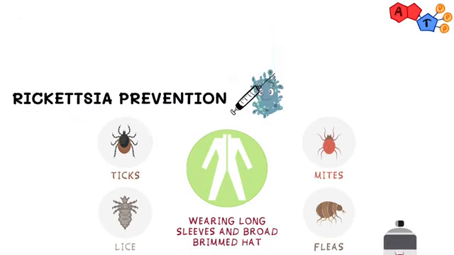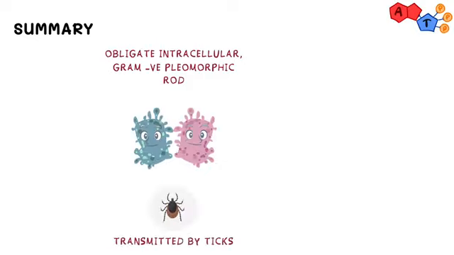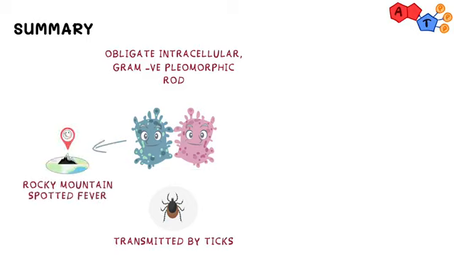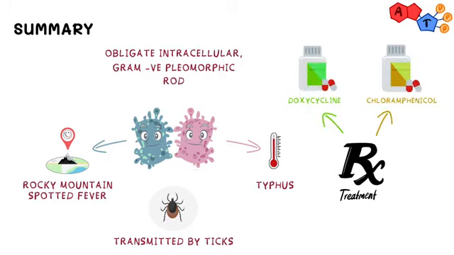Alright, to sum up, Rickettsia is an obligately intracellular gram-negative pleomorphic rod bacteria. Rickettsia is transmitted via ticks. Rickettsia species can cause Rocky Mountain spotted fever, which is caused by Rickettsia rickettsii, and typhus is caused by Rickettsia typhi and Rickettsia prowazekii. Finally, Rickettsia can be treated with doxycycline or chloramphenicol.